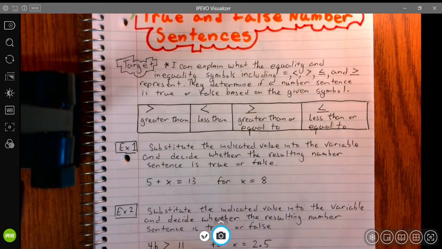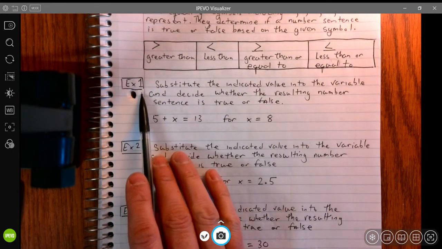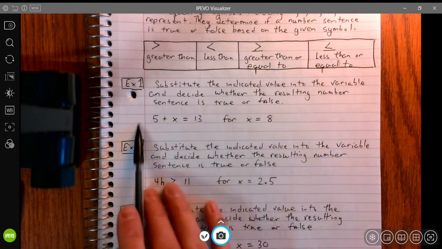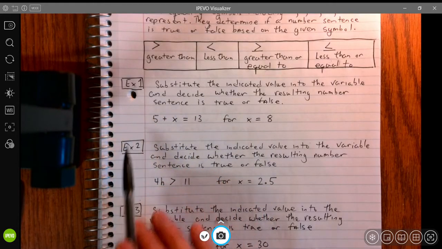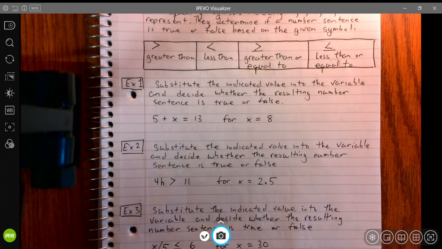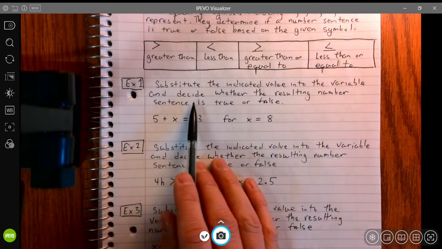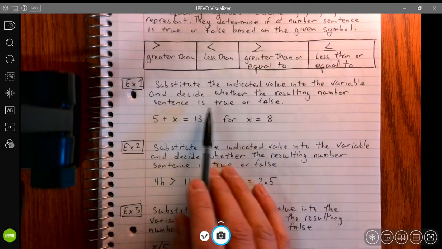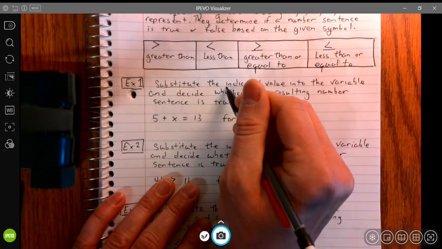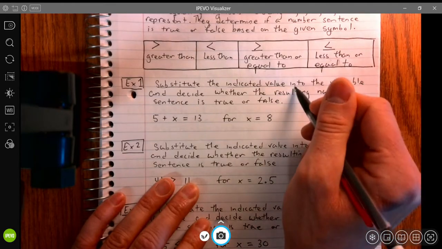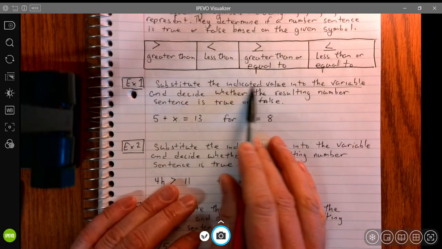So let's take a look at some examples. What we're going to be doing is determining whether or not, when we plug in a value for this equation, it's true or false. Number one says, substitute the indicated value into the variable and decide whether the resulting number sentence is true or false. So what does that mean? Well, what is the indicated value?